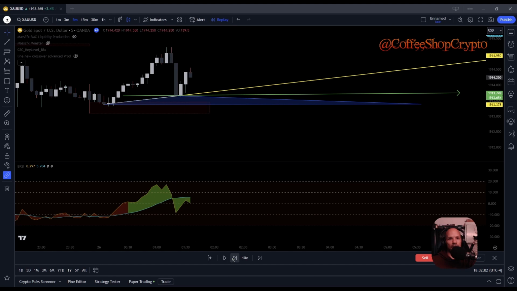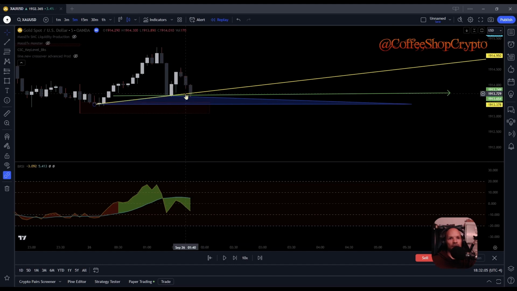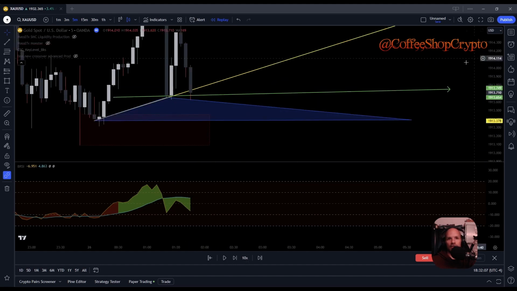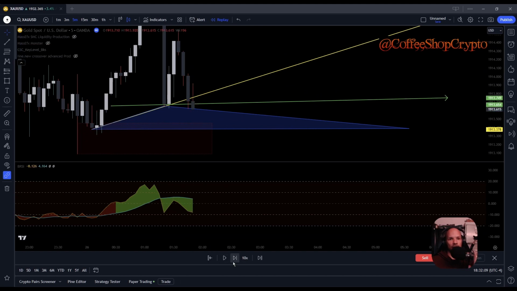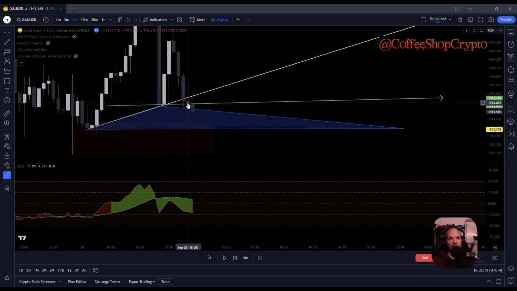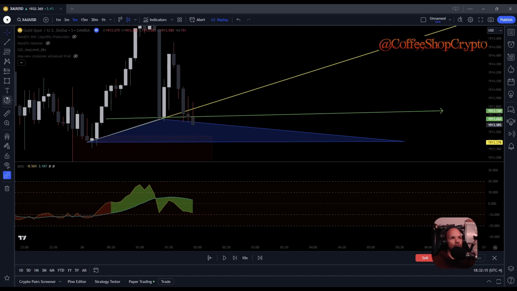So let's let this play out right here. Okay, it doesn't close below it, right? You can see that it doesn't close below it. Again, I'm on the 5-minute chart. Nope, not yet. There's the close below, right? Okay, so this is an entry here.